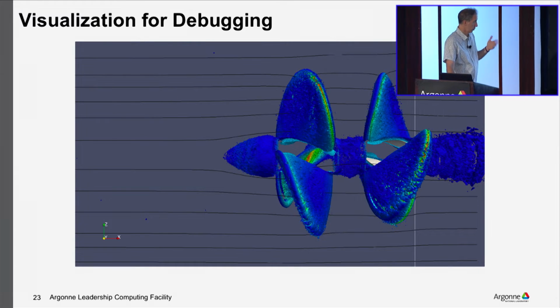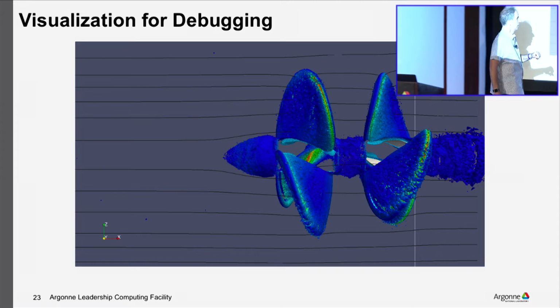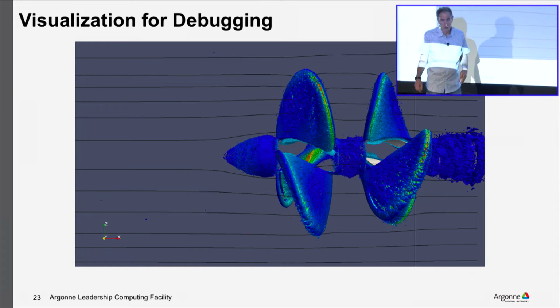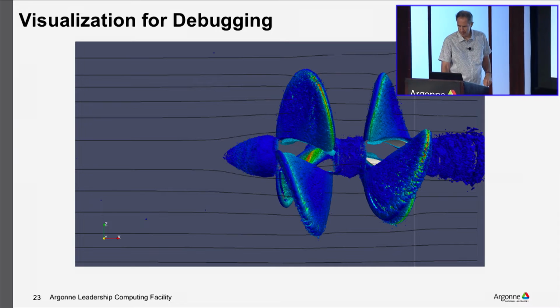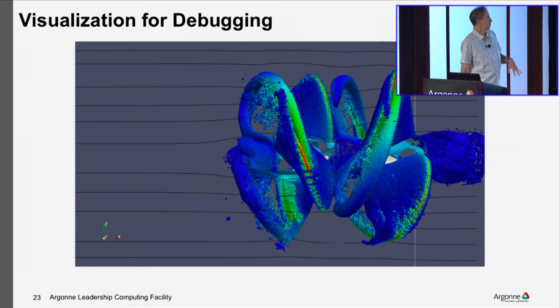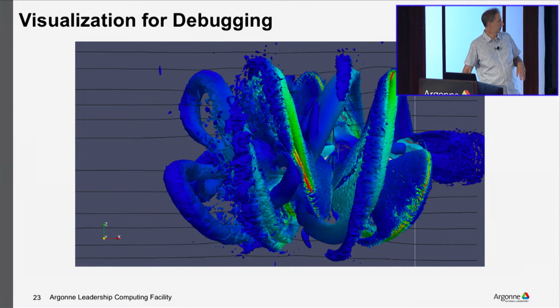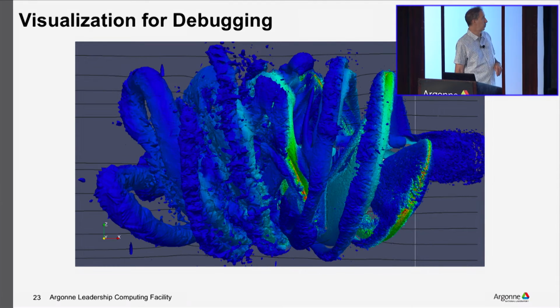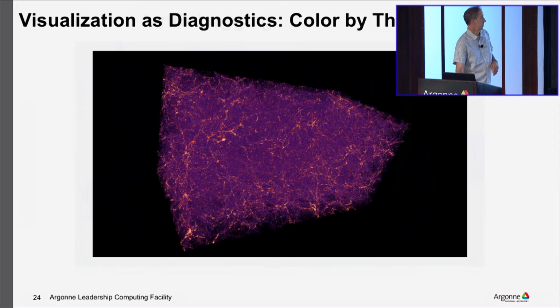So this is what they were expecting to get. You can kind of see underneath here, there's a little bit of white. That's where the actual propellers are. And these blue structures are the vorticity structures they were expecting to see, and they weren't.